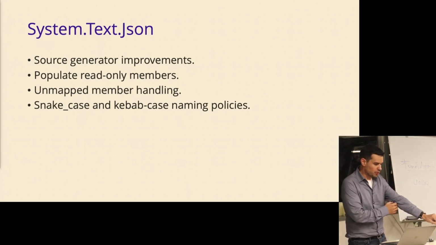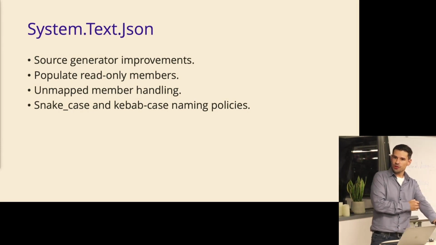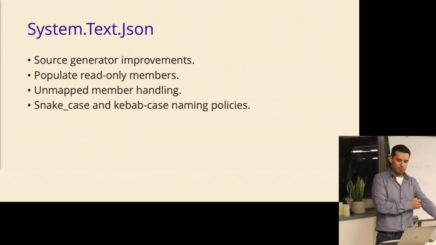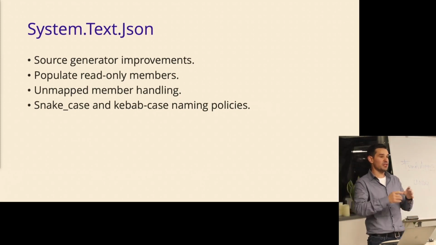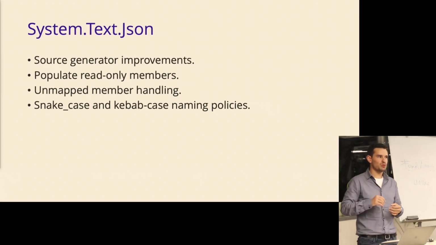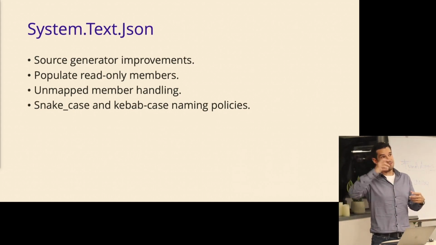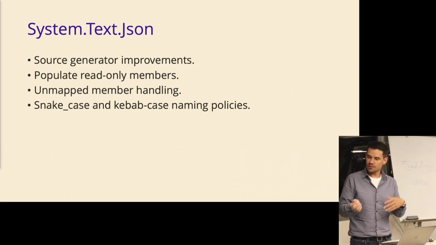Very quickly going through System.Text.Json, we invested heavily, like I said before, in source generator improvements. We added support for populating read-only members. So if you have a POCO with a getter that has, I don't know, some kind of readable object, but it doesn't have a setter, then you can instruct the serializer to just populate the values of the value that already exists there. It wasn't a thing, now it is a thing.